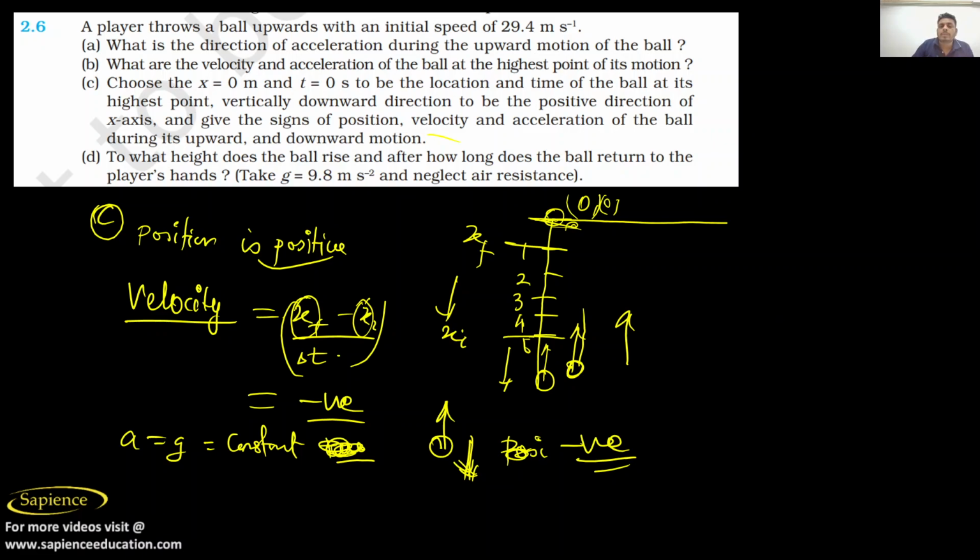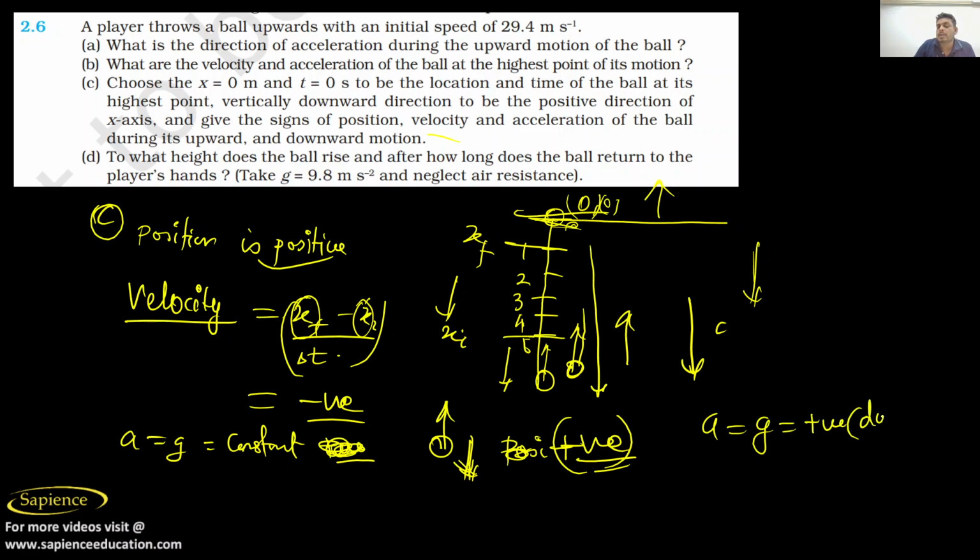In case of a downward motion, we need to take it as positive only, because acceleration due to gravity is acting downward, and in the downward direction we are taking the positive axis. In the upward direction, it will be negative, but downward we are taking as positive. So acceleration due to gravity is always positive, either in a downward or upward motion, right? So acceleration will always be positive. I hope you have understood.